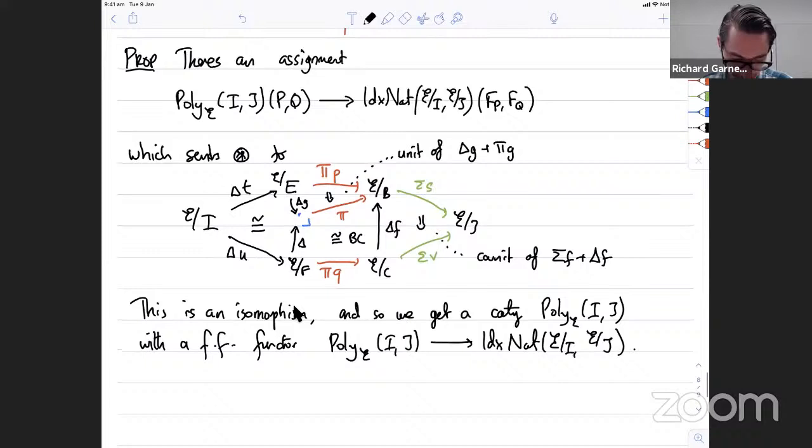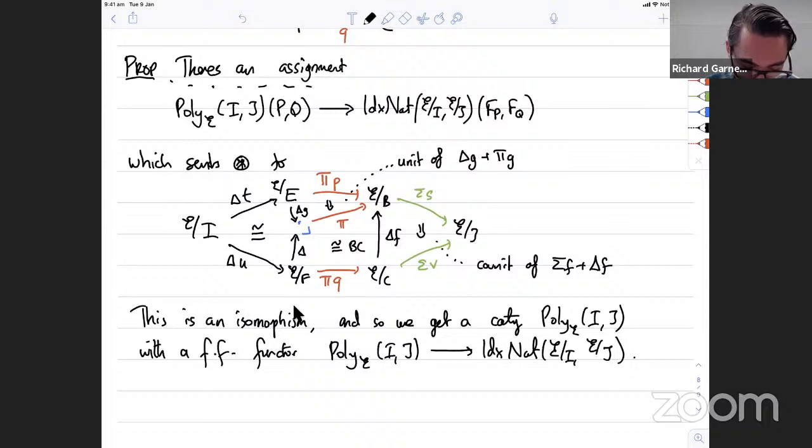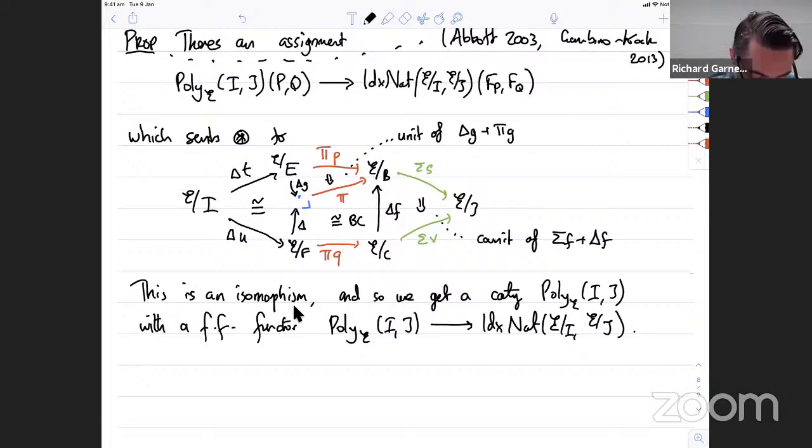I should just ascribe this to someone. So like Abbott 2003 or Gambino Kock 2013. Okay, and so finally, which is where I was hoping to get to, and it looks like I've just done it.